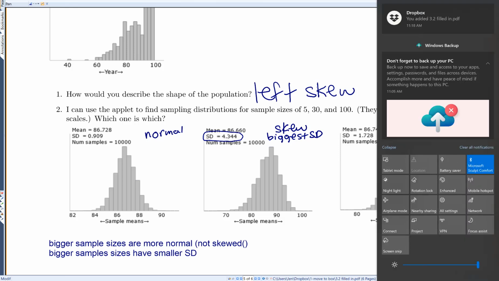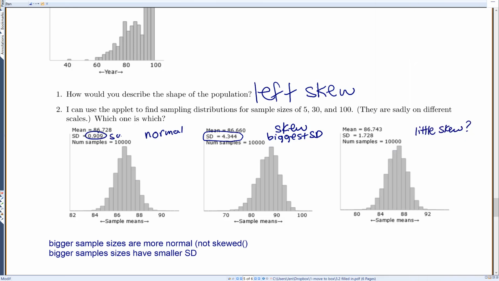And let's see, that's medium. So this one is the smallest SD. So now that we know that the most normal has to be the biggest, smallest SD has to be the biggest. So I'm going to say that this one is n equals 100, sample size of 100. This one has the medium SD, medium as far as most normal, so I would say this is a sample size of 30. And this middle one had the most skewed, the biggest SD, so it has to be the sample size of 5.